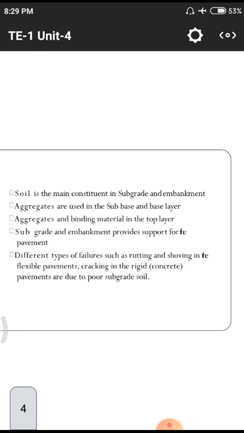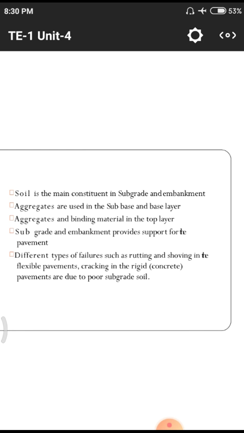Next one, soil is the main constituent in the subgrade and embankment. That means the total road has to stay on a soil platform. Whatever road we construct, it has to withstand on the soil only. There is no other construction. If we construct a building, the total building has to sustain on the soil surface. Likewise, if a road is constructed, the road also has to withstand on the soil surface only. So soil is the major constituent we have.